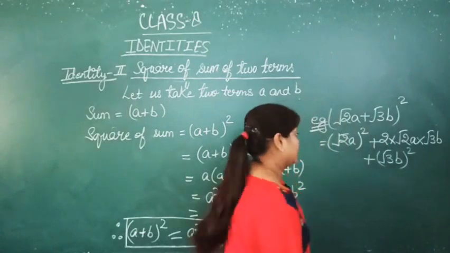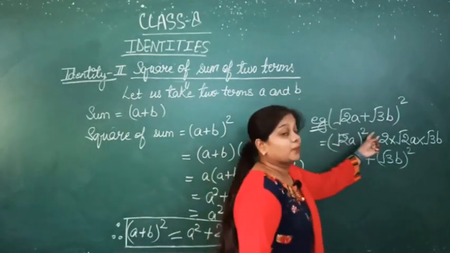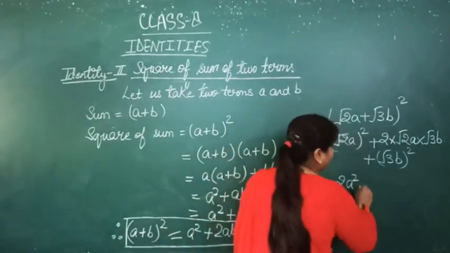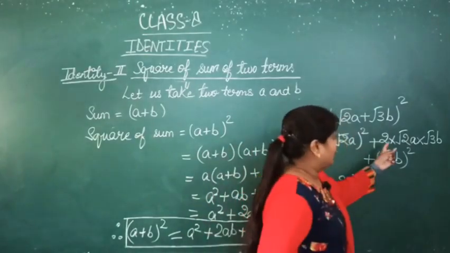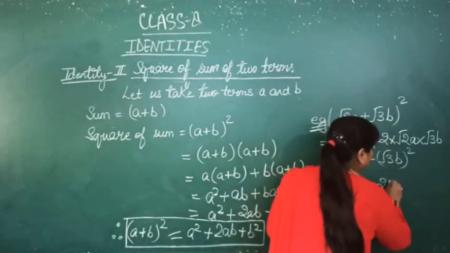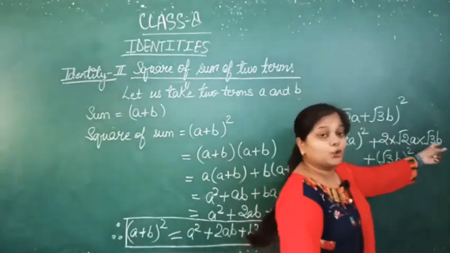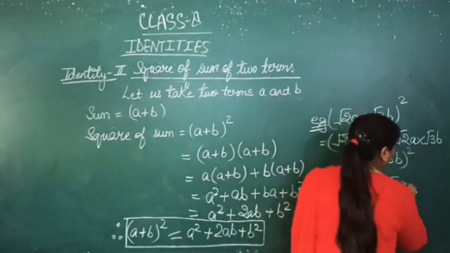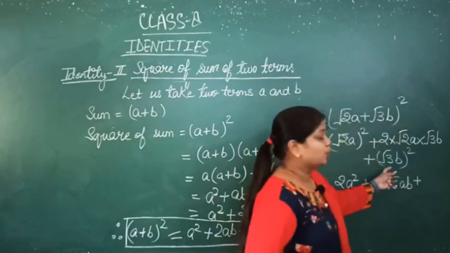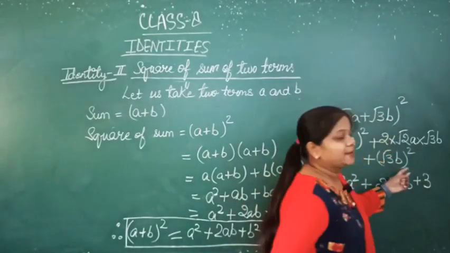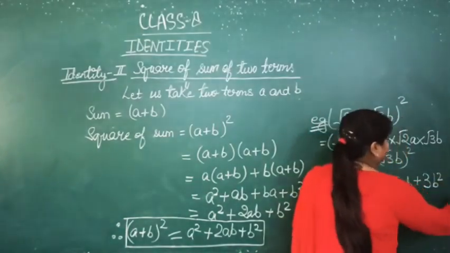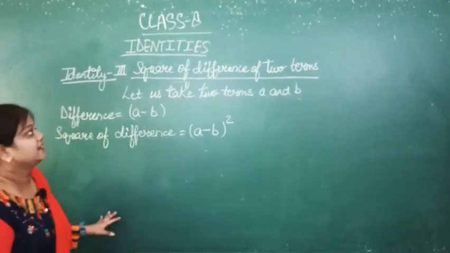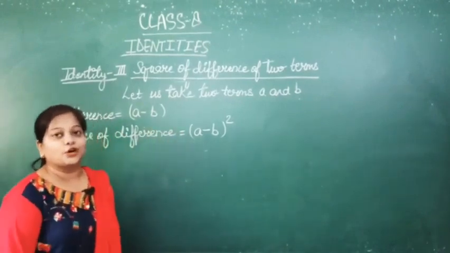Now root 2 का square is 2 and a का square is a square plus 2 root 2 into root 3 will give root 6 and a into b will give ab plus root 3 का square is 3 and b का square is b square. This is the answer. Our third identity is square of difference of two terms.